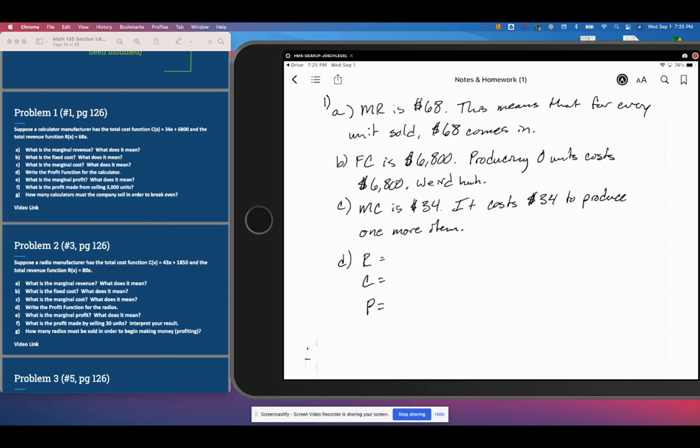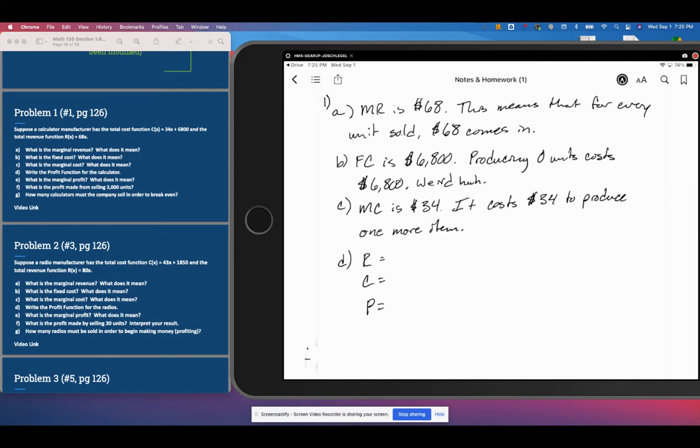In this case, marginal revenue is $68, meaning that for every calculator sold, $68 comes in. Now that is not $68 that we get to count as profit and keep, because some of that money needs to go to pay for costs. And so again, with revenue, no one really cares. Business is all about profit. What is the fixed cost?